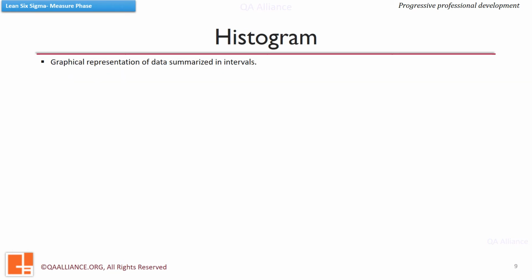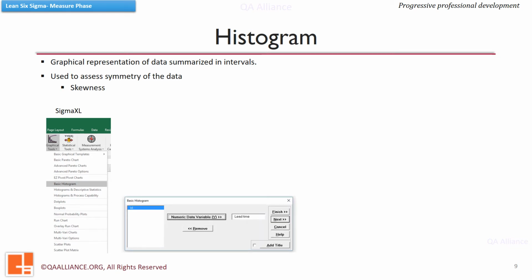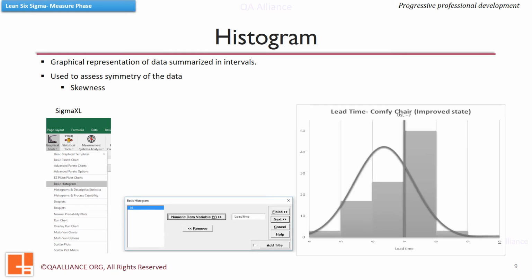A histogram is a graphical representation of the data which is summarized in intervals. It is used to assess the shape of the data, whether data is symmetric or not. We can create various charts in Excel and other statistical tools like Sigma XL. Here we have given an example of how to create a histogram in the Sigma XL tool. We need to go to Graphical Tools, select Basic Histogram, select Data Range and enter the data field, and the tool will create a histogram.